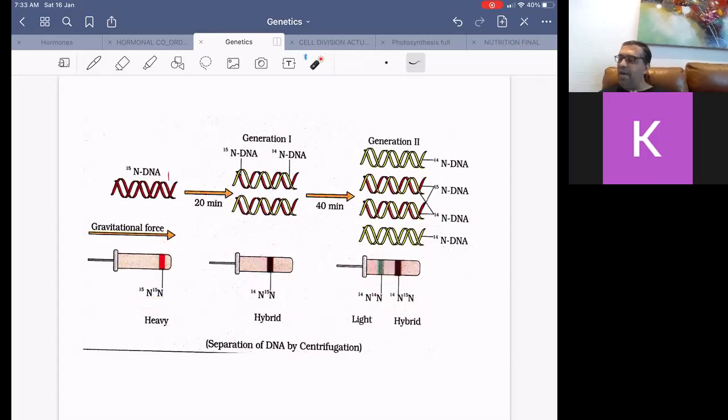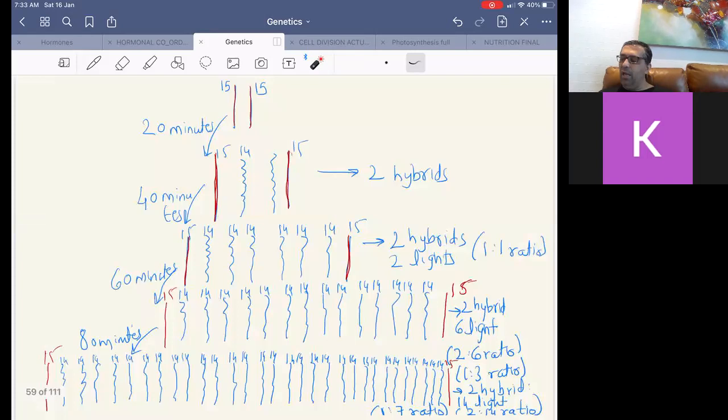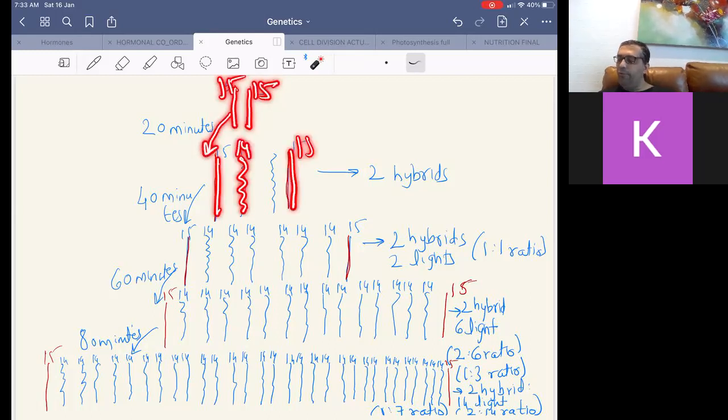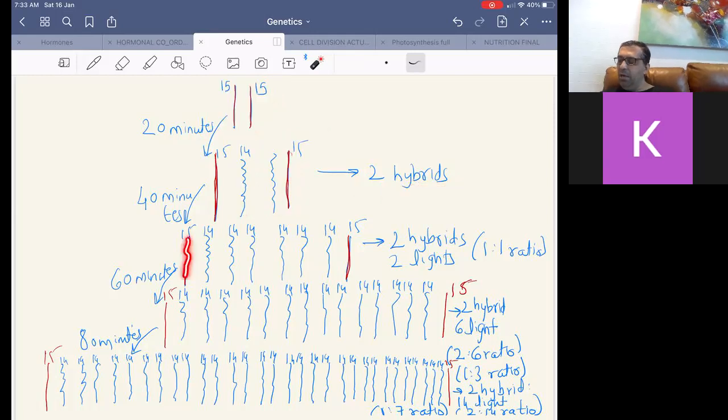So how would that be replicated? Sir, check this carefully. If this is 15-15, then after 20 minutes, 14 comes on top of 15 and 14 comes on top of the other 15. Then both DNAs are hybrids. This is after 20 minutes. After 40 minutes, 15 gets 14, 15 gets 14, and 14 gets another 14.